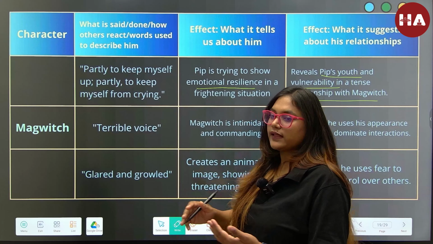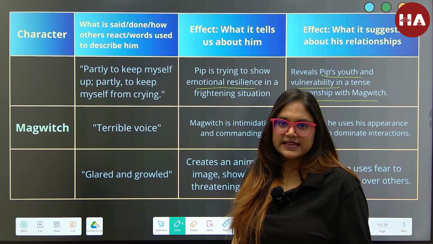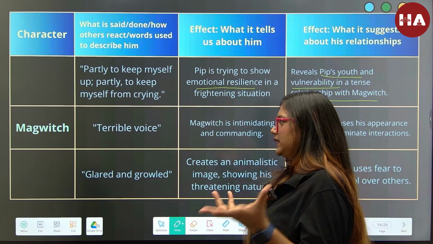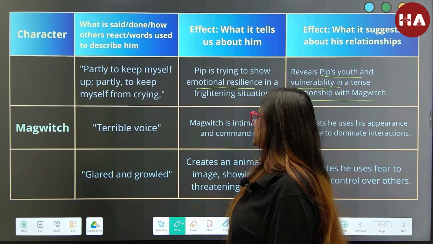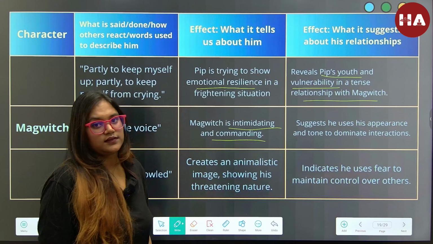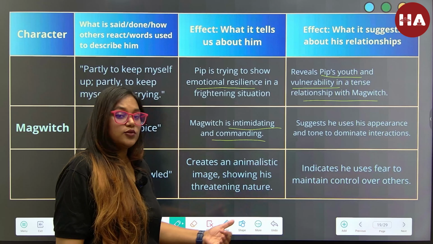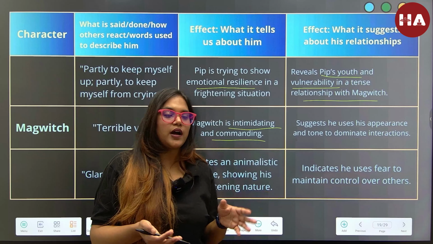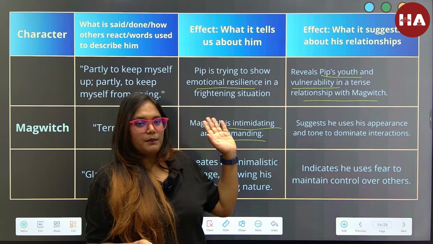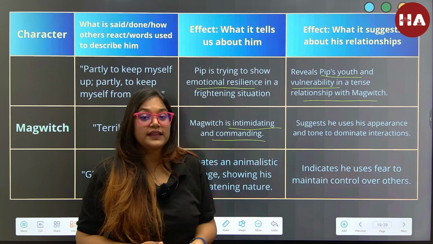Let's see now the next character, which is Magwitch. The first thing was "a terrible voice." This shows that Magwitch is intimidating and commanding. Pip got a terrible voice because he was terrified. Terrible meaning he was terrified, horrified about the character Magwitch. It suggests he uses his appearance and tone to dominate interaction.